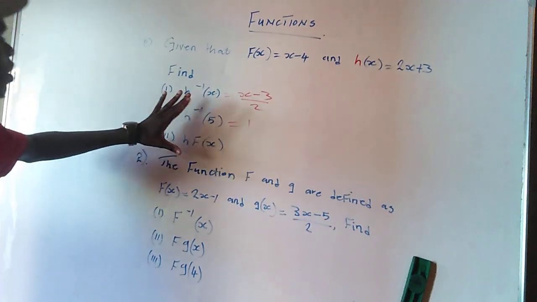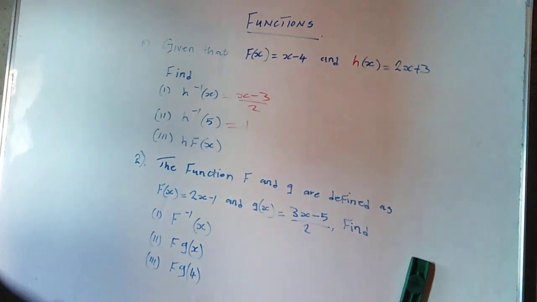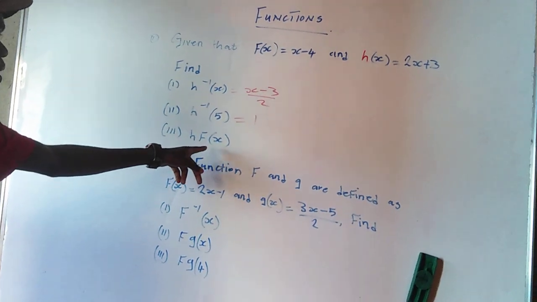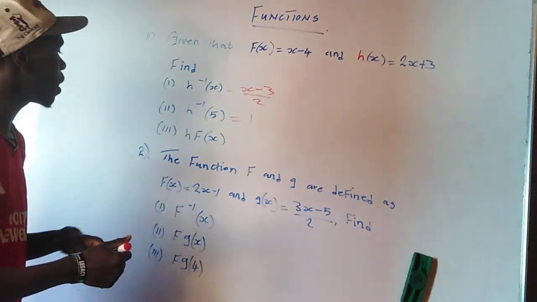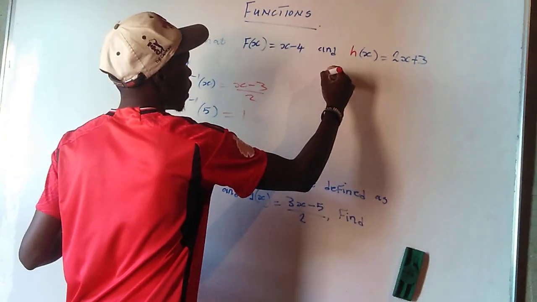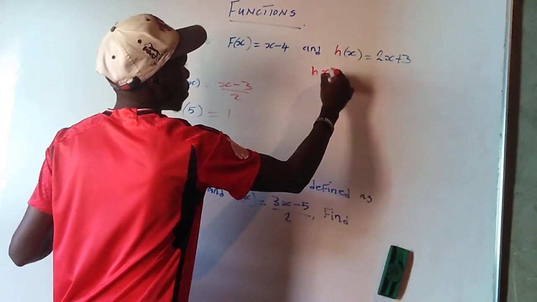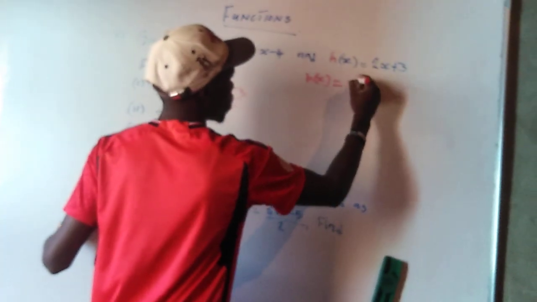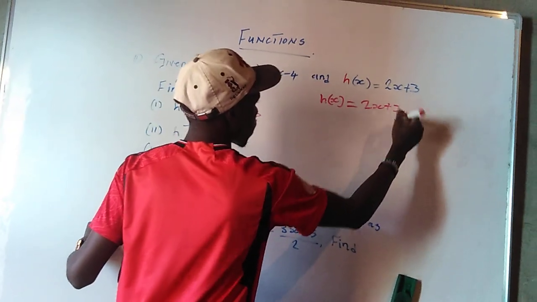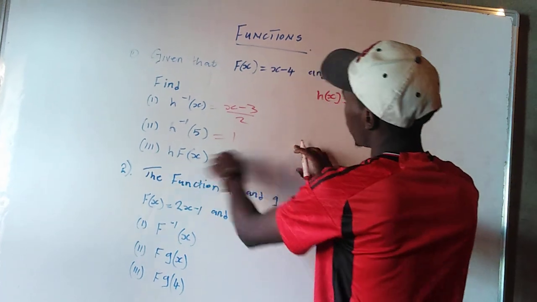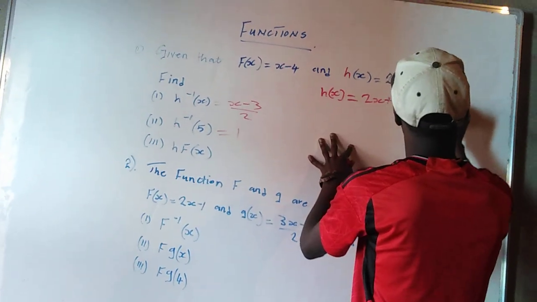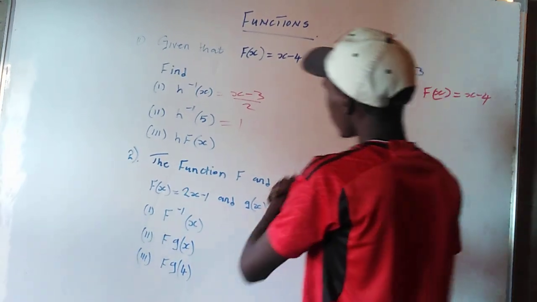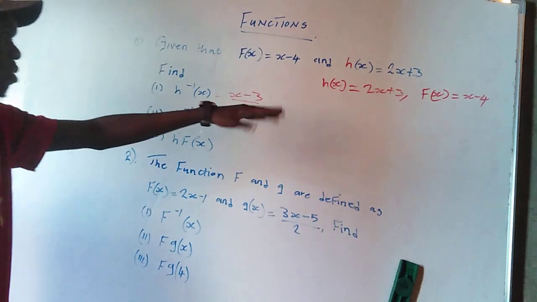Okay, let's talk about question number 3, or Roman numeral number 3. Roman numeral 3 is saying h of f. So I'll bring down the function h of f. So h, the first one, is 2x plus 3. Then for f, the second one, f of x is equal to x minus 4. These are the two functions that have been given.